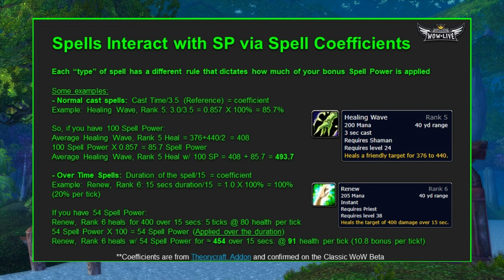It's important to realize that these coefficients originally were drafted and put up on Alakazam way back in vanilla days, and these are confirmed on the Classic WoW beta. And this is how these things actually work. Now, these are just two types of examples. There are many others that we can go over, but I won't go over them here.